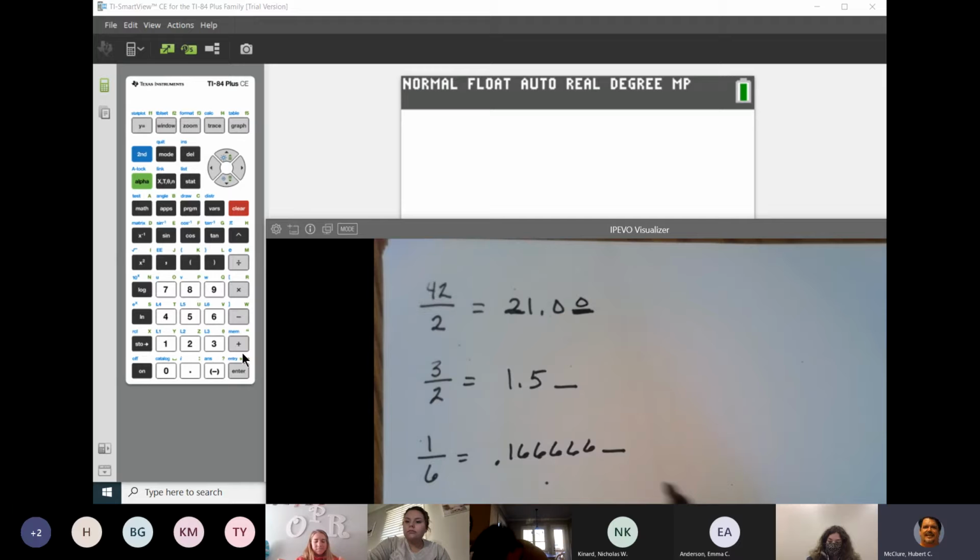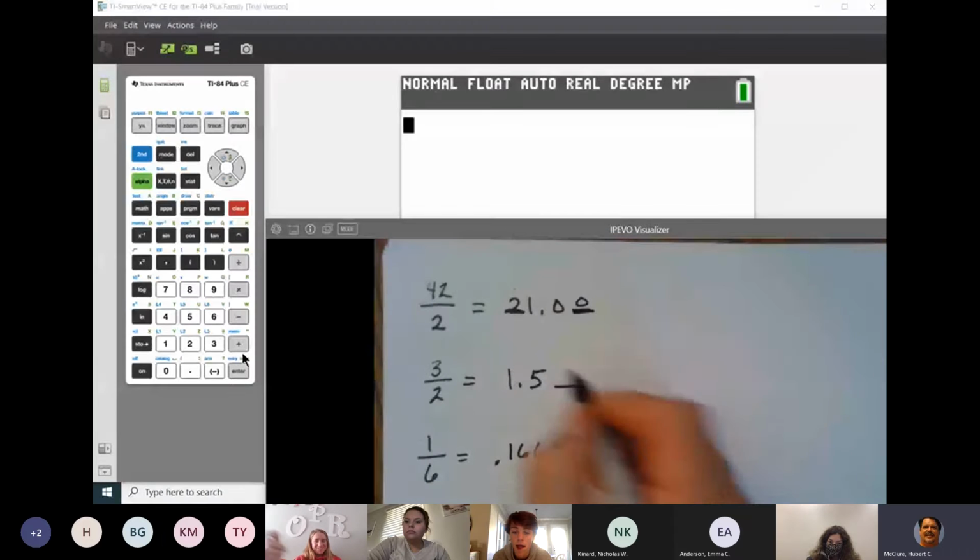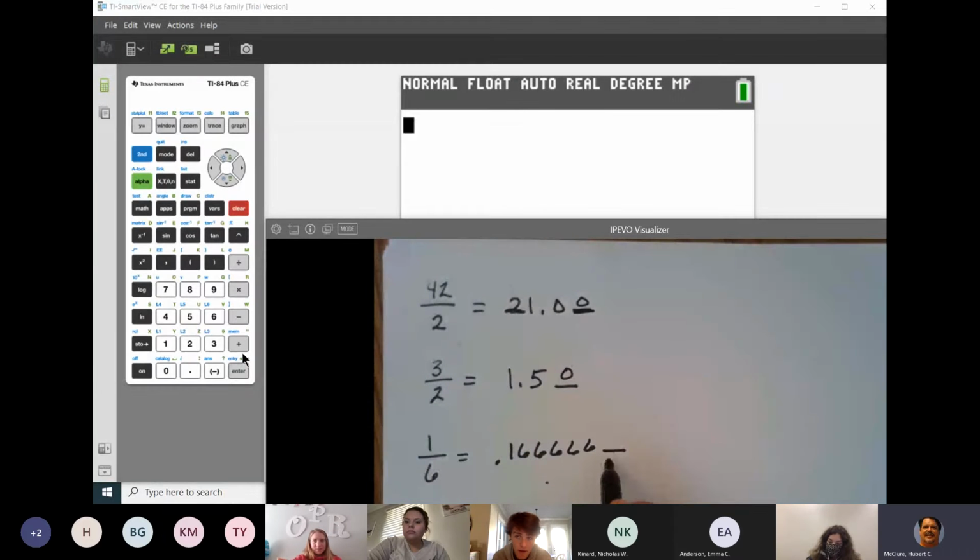What's the next digit here? 0. And what's the next digit here? 0. No, it's not 0. It's 6. If you were to round it, it would be 0.167. But what is the 6 doing? It's repeating. So you can predict what's happening on that next digit.